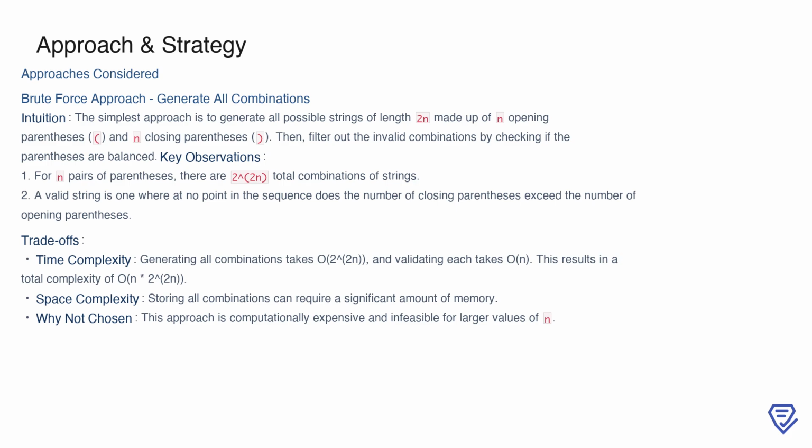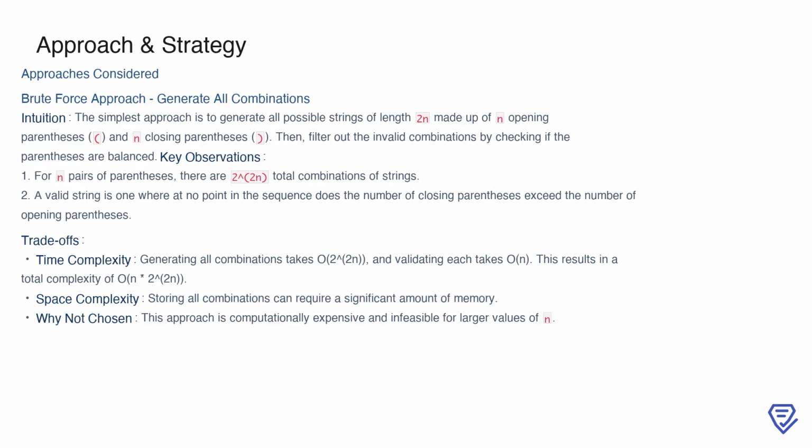To tackle the generate parentheses problem, we first considered the brute force approach, which involves generating all possible strings of length 2n composed of n opening parentheses and n closing parentheses. The intuition here is straightforward: create all combinations and then filter out the invalid ones. However, there are some key observations to note.